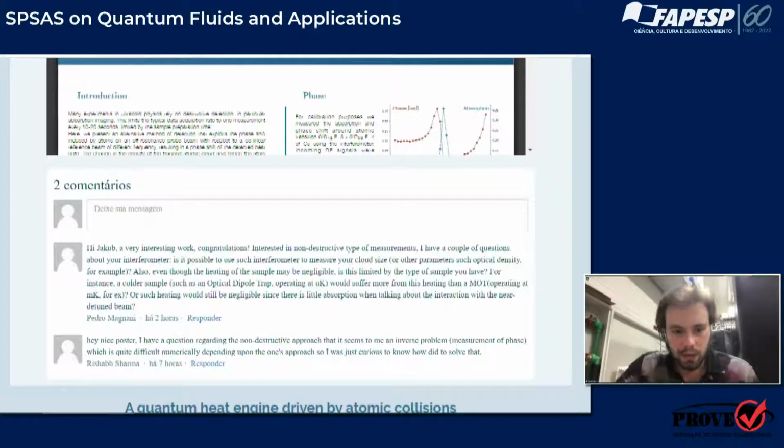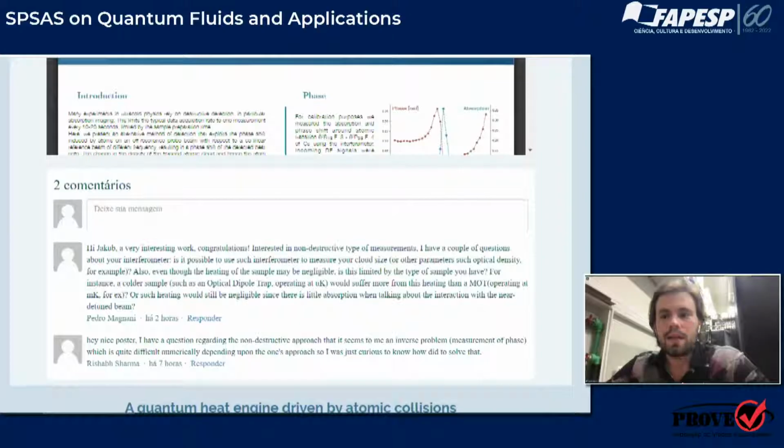Okay, and the second question, I have a question regarding the non-destructive approach, that it seems to me an inverse problem, measurement of phase, which is quite difficult numerically depending upon one's approach. So I was just curious to know how I solved that. So with the phase measurement, actually, I didn't put that in the poster because I thought that it's less interesting than physics.